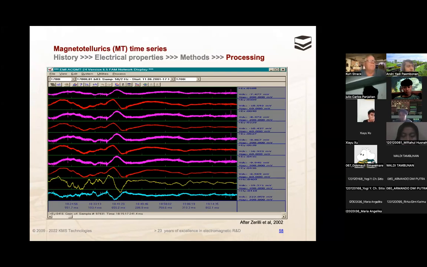Here is an example of a data set. We have the magnetic field HX and HY at the bottom, and these are electric fields, EX in pink, EY in red. These are 4 different electric field receivers on only one magnetic field receiver. And you can see that an activity in the magnetic field can be seen in all of these traces.